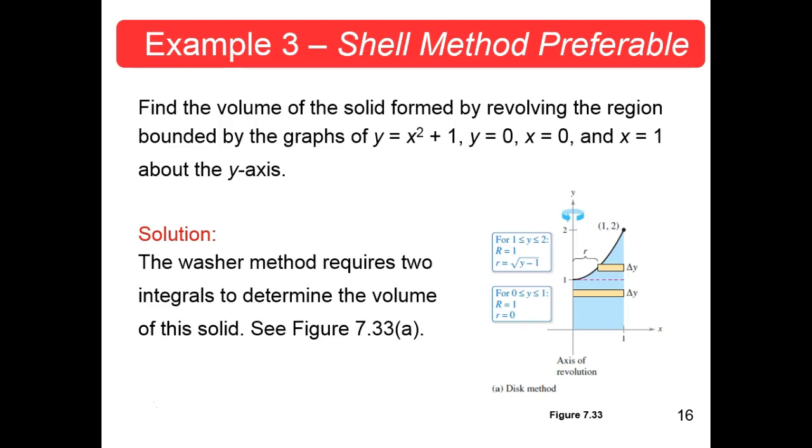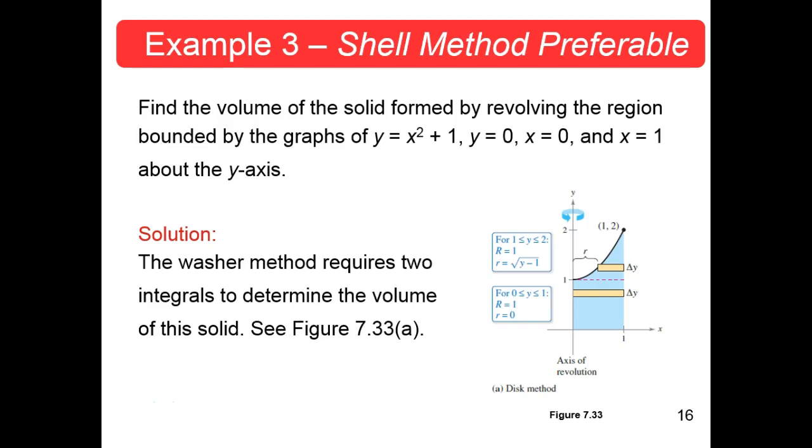We did this part. The washer method requires two integrals to determine the volume of the solid. The first is the one down here, and then the one up here. This is the disk method, that's the washer method. This can just be done by a shape, so that's just going to be pi. But I guess I'll carry it through completely. The outer radius is 1, the inner radius is the square root of y minus 1, like we said. That's going from 0 to 1. This is going from 1 to 2, this is going from 0 to 1.